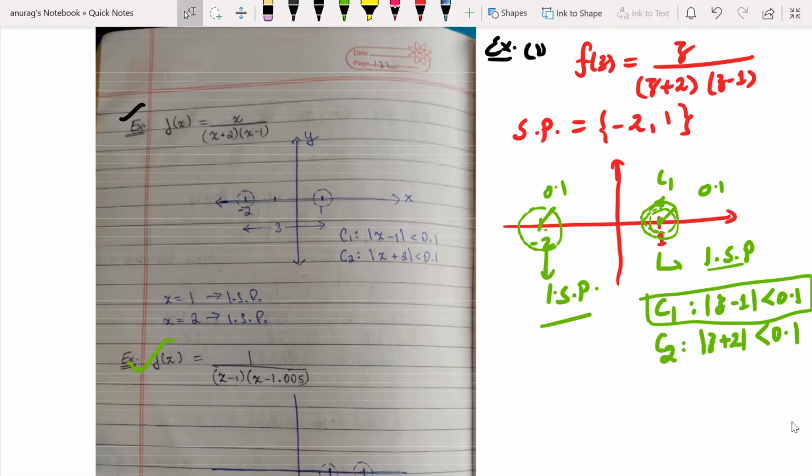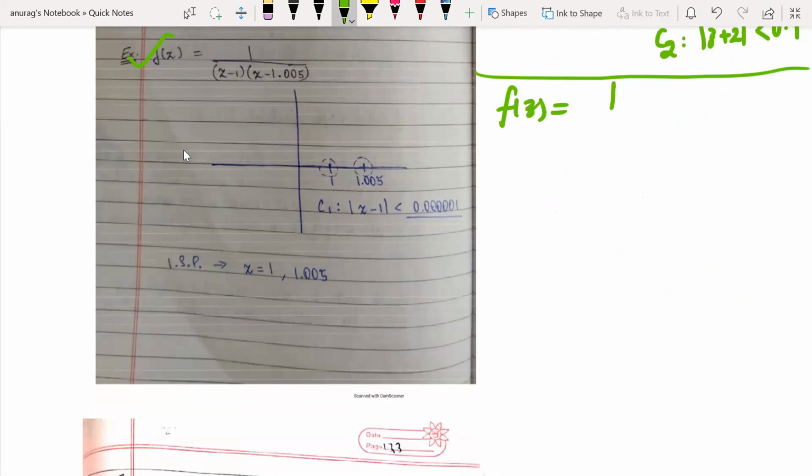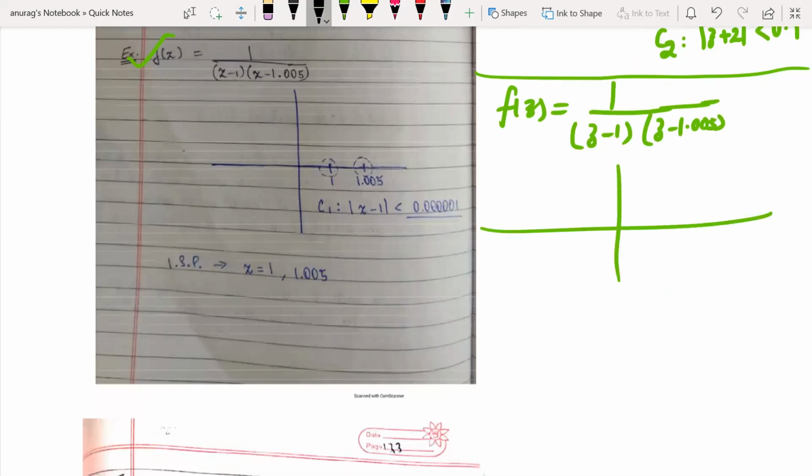Both the points are isolated singular points. Suppose you say, sir, we can take a very close point. Yes, you can think over that. But you can always take the radius very, very small. If you take a point very close, I will take a smaller radius again. Suppose you take 1.005 and you are claiming that, sir, 1 and 1.05 are very, very close.